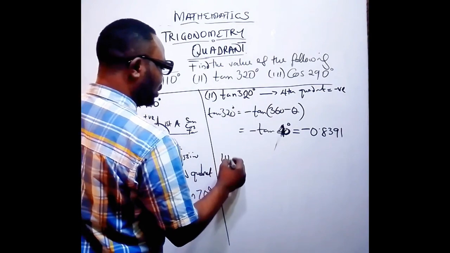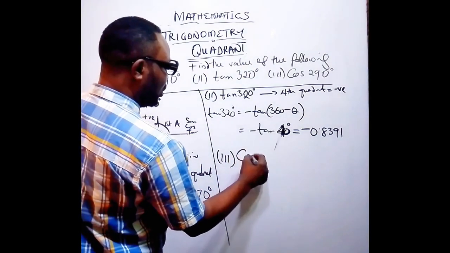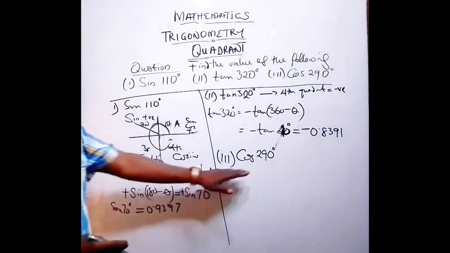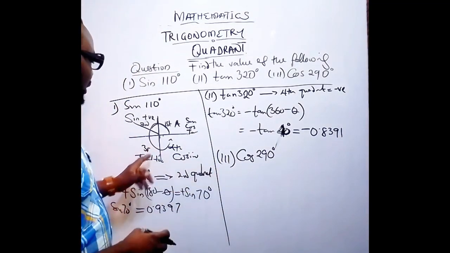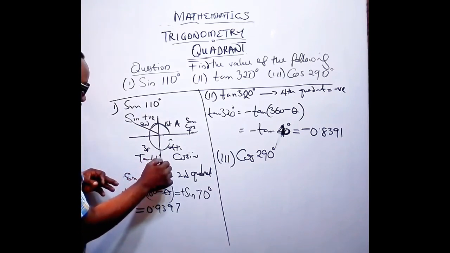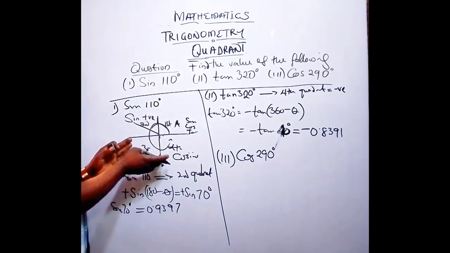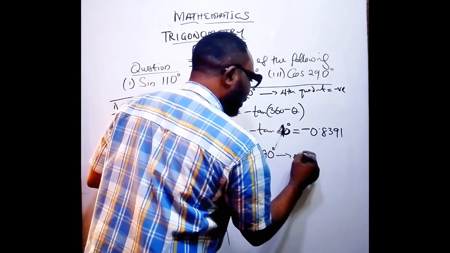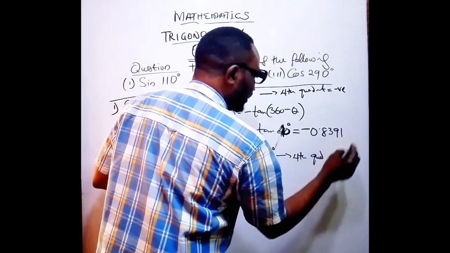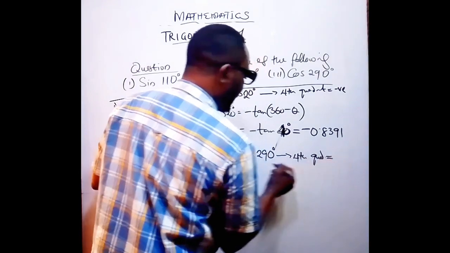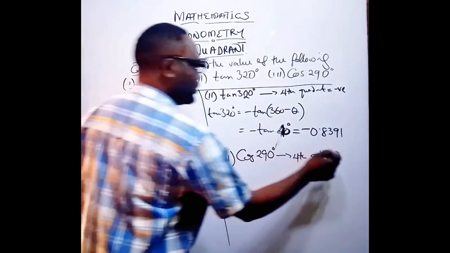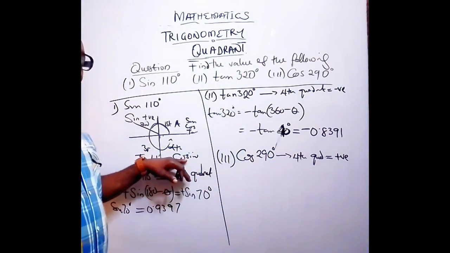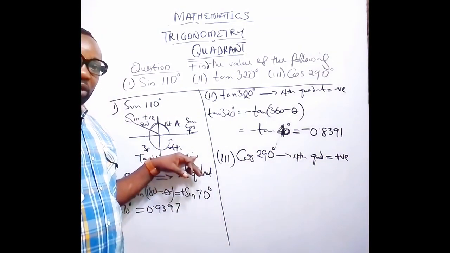Now, for the third question, which says cos 290 degree. Cos 290 degree. 290 degree will fall at where? You can see this is 270. That's where the third quadrant stops. And 290 is greater than 270. So it definitely falls at the fourth quadrant. And what is the sign? It's going to be positive. Positive cosine, because it is only cosine that is positive at the fourth quadrant.